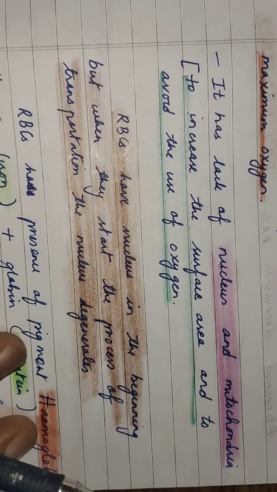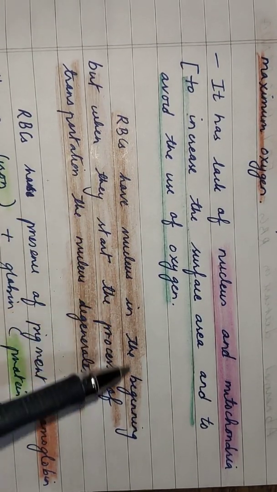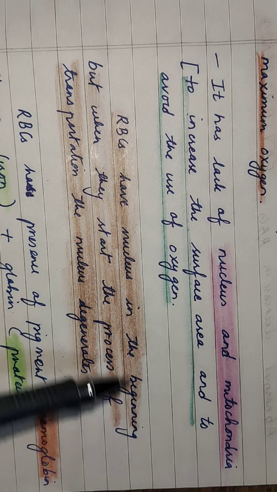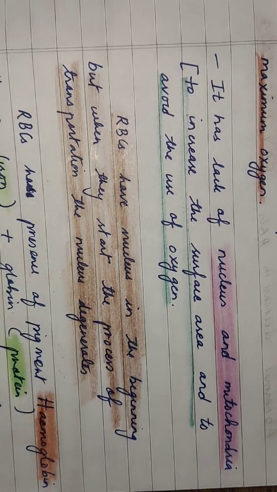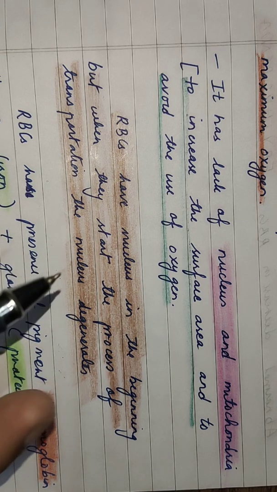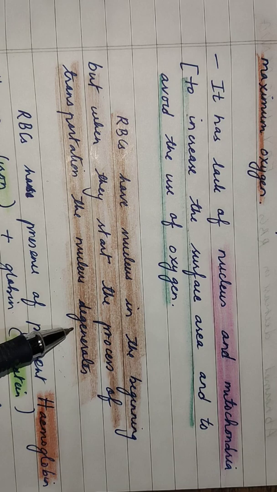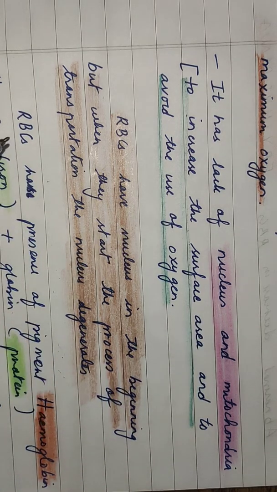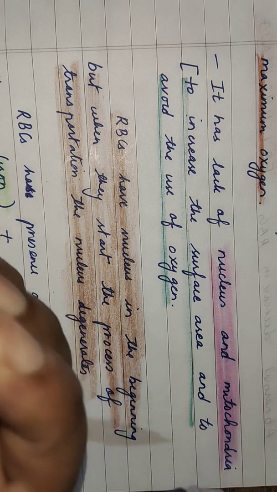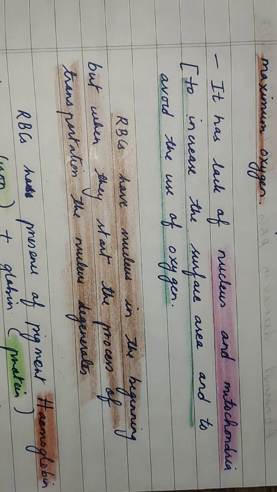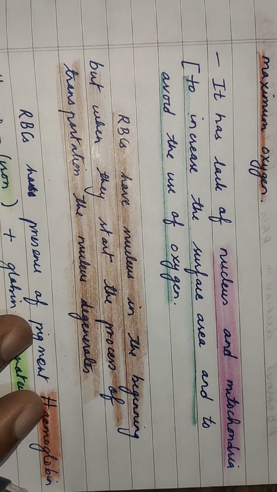RBCs have a nucleus in the beginning, but when they start the process of transportation of oxygen, the nucleus degenerates, because more oxygen is required, and if the nucleus is present, the surface area of the RBC will be less. For that reason the nucleus degenerates.